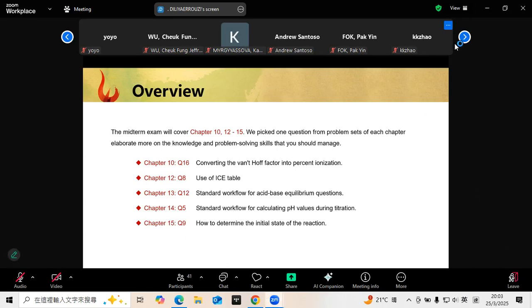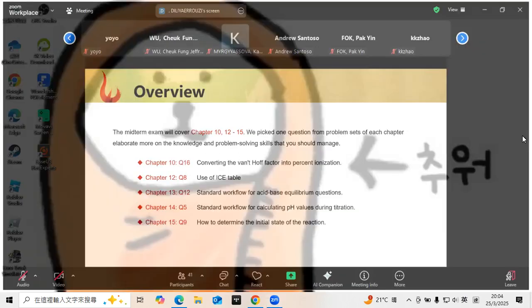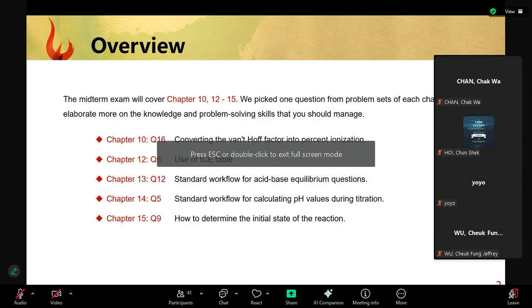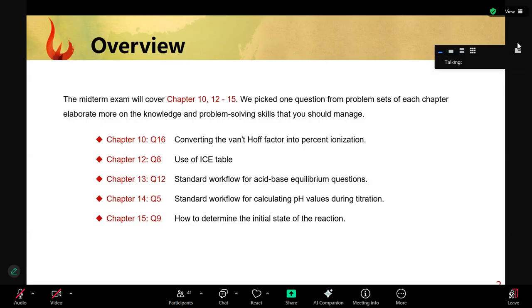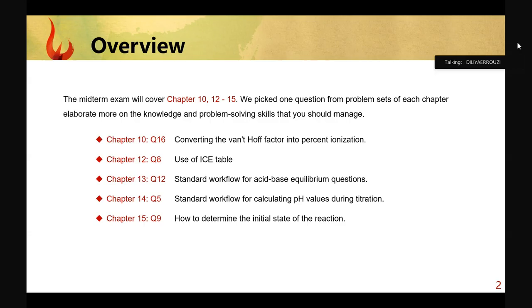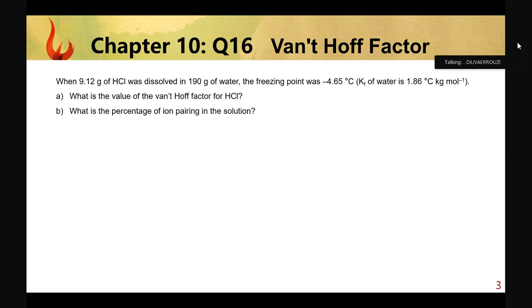Cover chapter 10, 12 to 15. We pick one question from each problem set of each chapter, then we will elaborate more on how to solve them. So we picked 5 questions. First, chapter 10, question 16, chapter 12, question 8, chapter 13, question 12, chapter 14, question 5, and chapter 15, question 9. And we will go through each one of them.